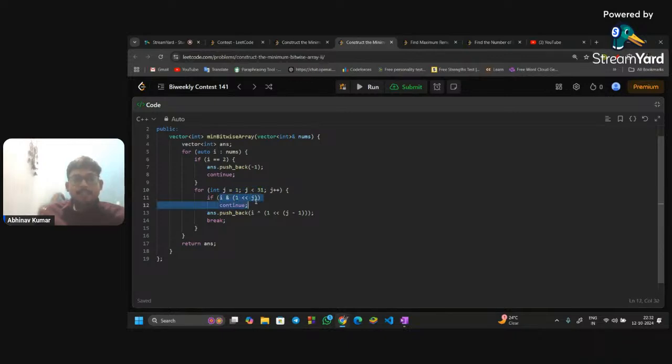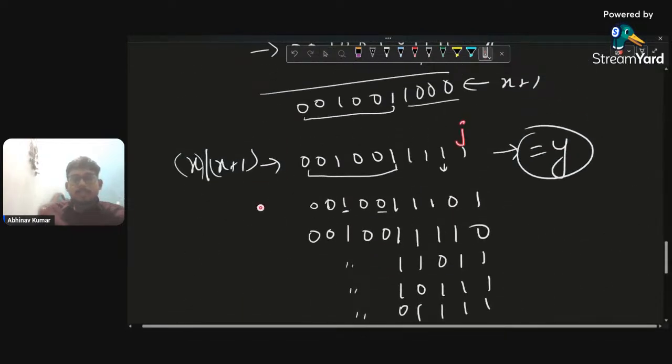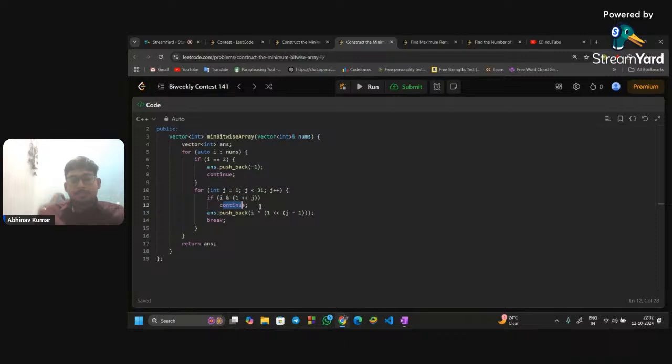If I and 1 left shift j, if the jth bit is set, we do a continue. So I started to check from this side. If the jth bit was set, we do continue and move j forward. Until it is set, we move j forward. Whenever we get that this jth bit is unset, we'll flip the j minus 1th bit. So the first j where the jth bit is unset, we would flip the j minus 1th bit. That's what I'm doing.